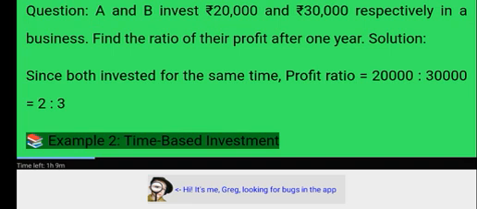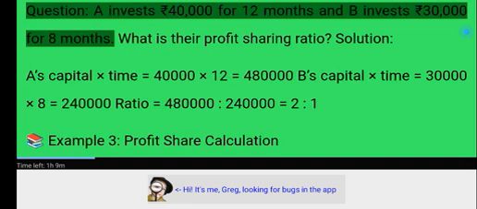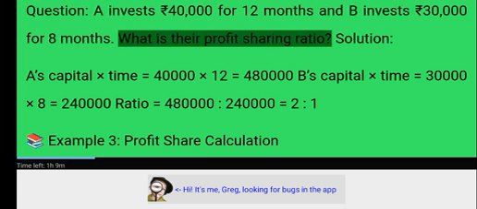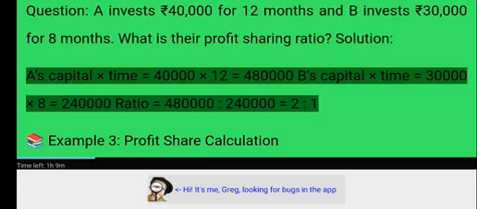Example 2, time-based investment. Question: A invests 40,000 rupees for 12 months and B invests 30,000 rupees for 8 months. What is their profit sharing ratio? Solution. A's capital times time equals 40,000 times 12 equals 480,000. B's capital times time equals 30,000 times 8 equals 240,000. Ratio equals 480,000 : 240,000 equals 2 : 1.